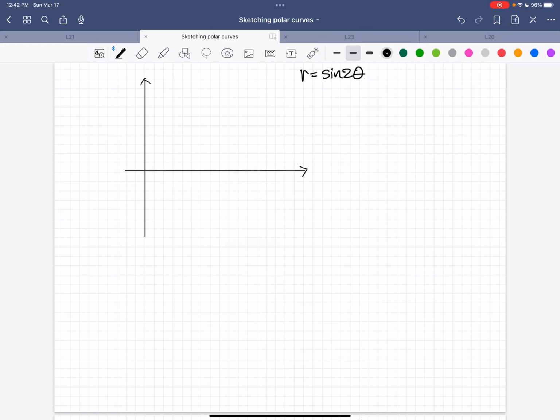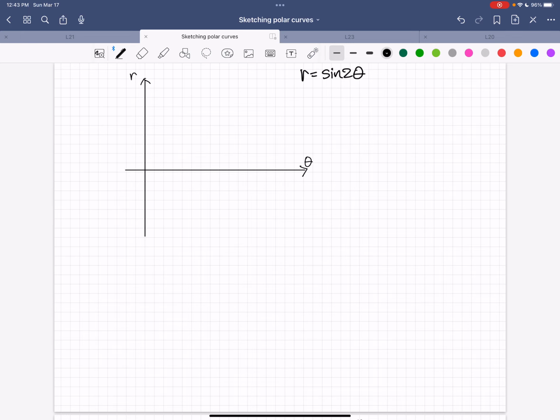Hello, let's do some curve sketching practice. So I'll start off with r is equal to sine 2 theta. Our strategy here is first going to be to graph this as if it was just an xy coordinate graph, and then translate that into our polar axes.